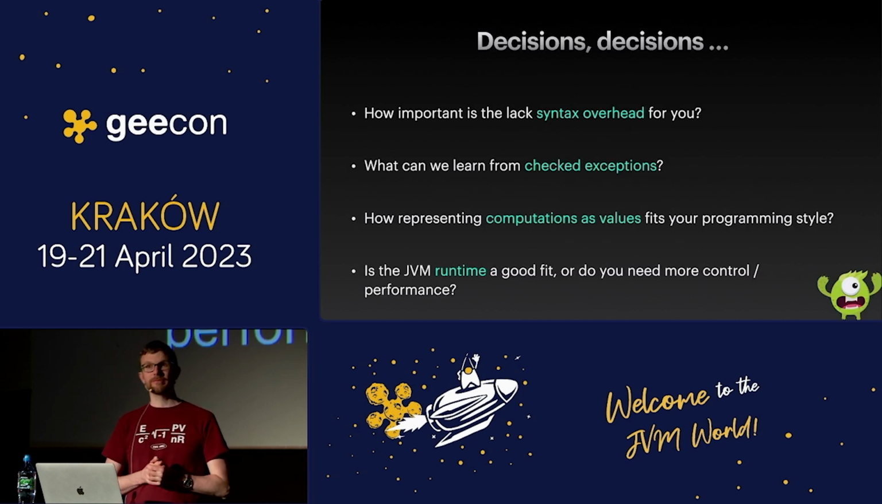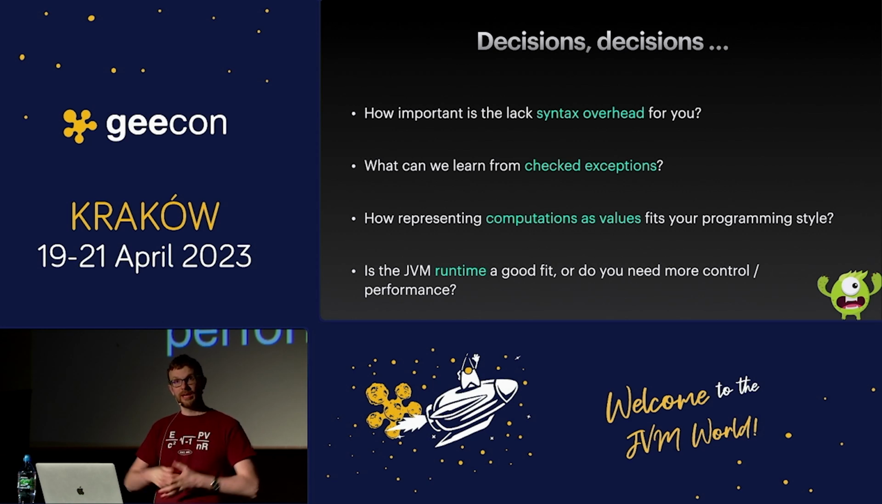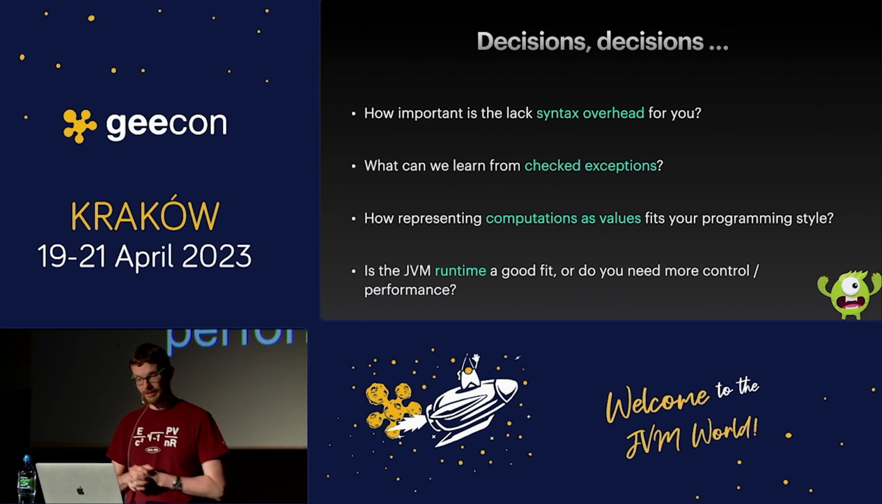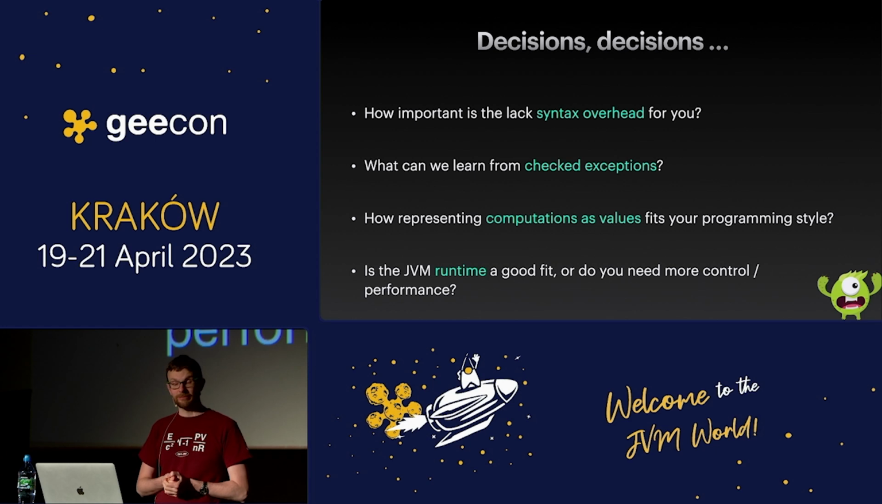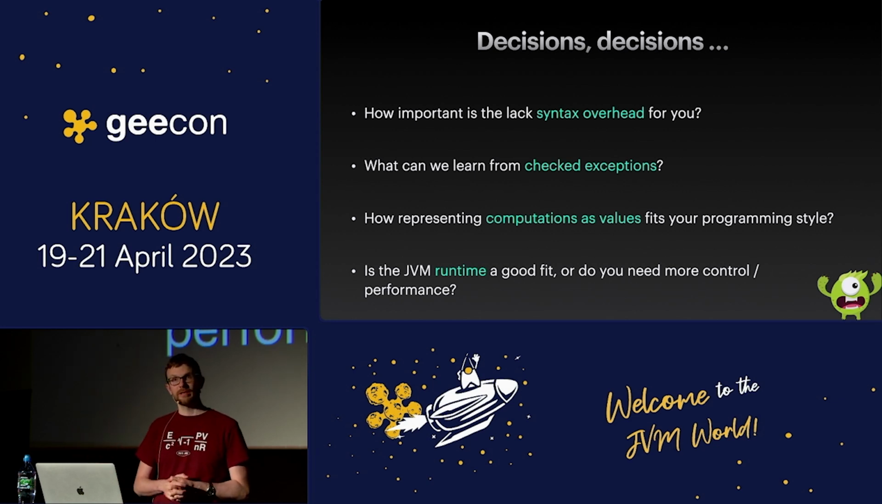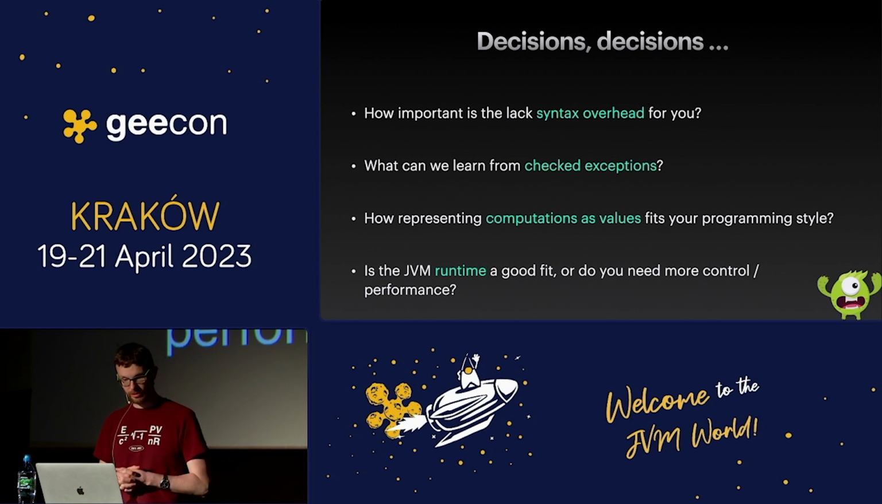So in the end, you have to answer for yourself a couple of important questions. For example, how important is the lack of syntax overhead for you? Are you fine with representing computations as values, which give you a lot of benefits, but then you have to use flatMaps to actually sequence your computations? So, unfortunately, it's a trade-off. What can you learn from checked exceptions? Why haven't they worked for you? What are the problems of this approach that you might want to fix?